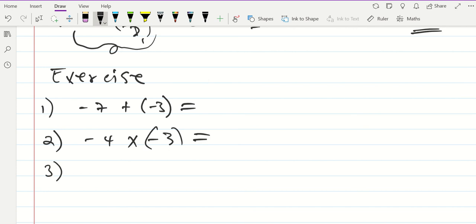Then the third problem for your assignment is going to be -3 squared. Then the fourth problem for your assignment is going to be -1/2, everything squared, divided by -4.